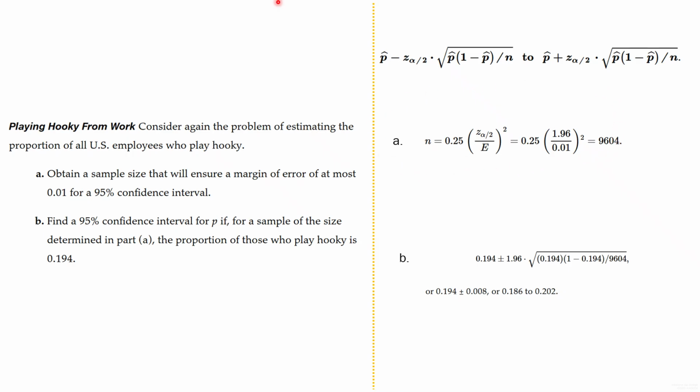So in this one, we don't have our P hat, so we're going to use the 0.25, and we're going to take it over the 1.96. I got that because it's a 95% confidence interval, and take it over the margin of error. And then we can interpret that based on a sample of 9,604 US employees, we can be 95% confident that the percentage of all US employees who play hooky will be somewhere between 18.6% and 20.2%. And that's down here in B, where we actually do the confidence interval here.